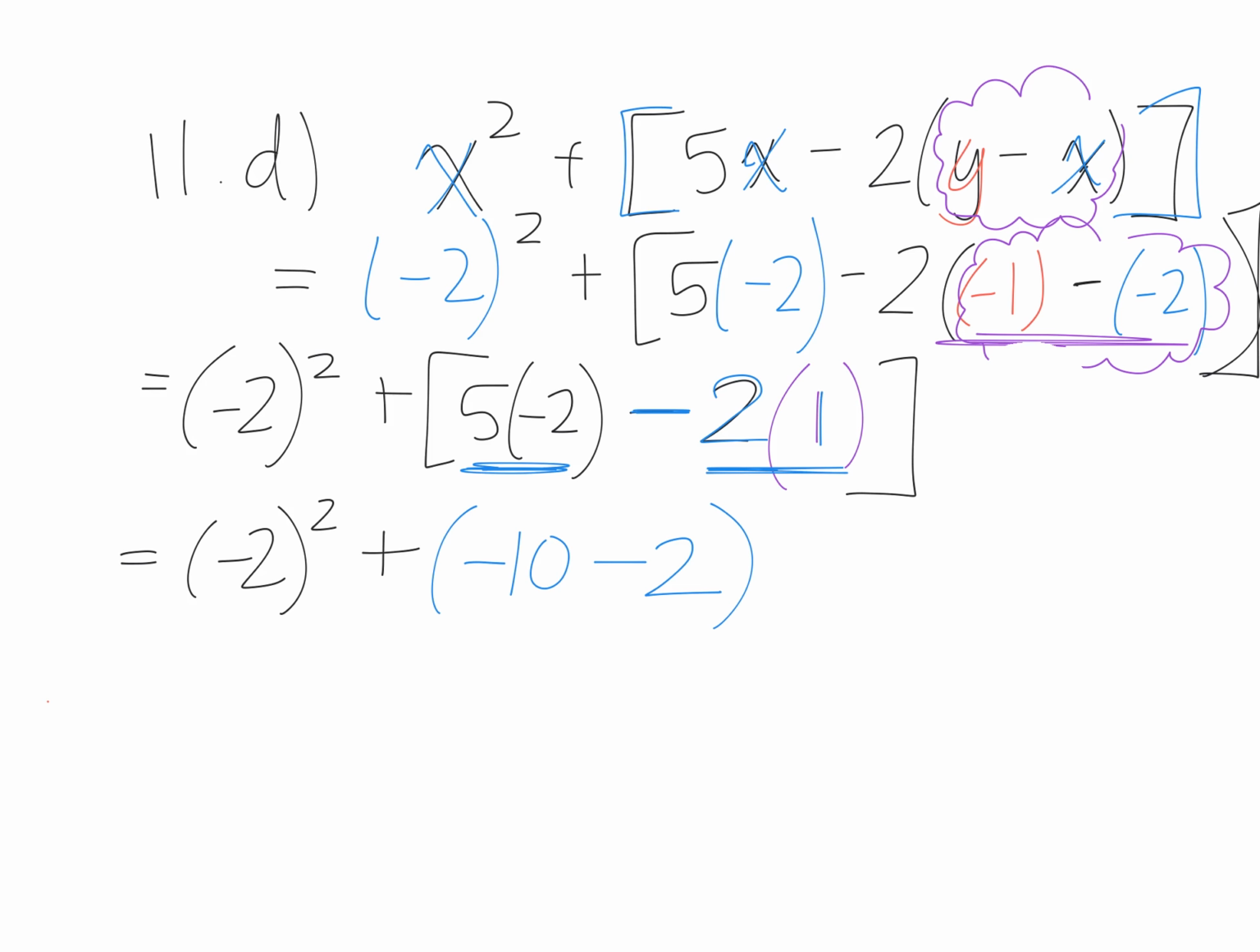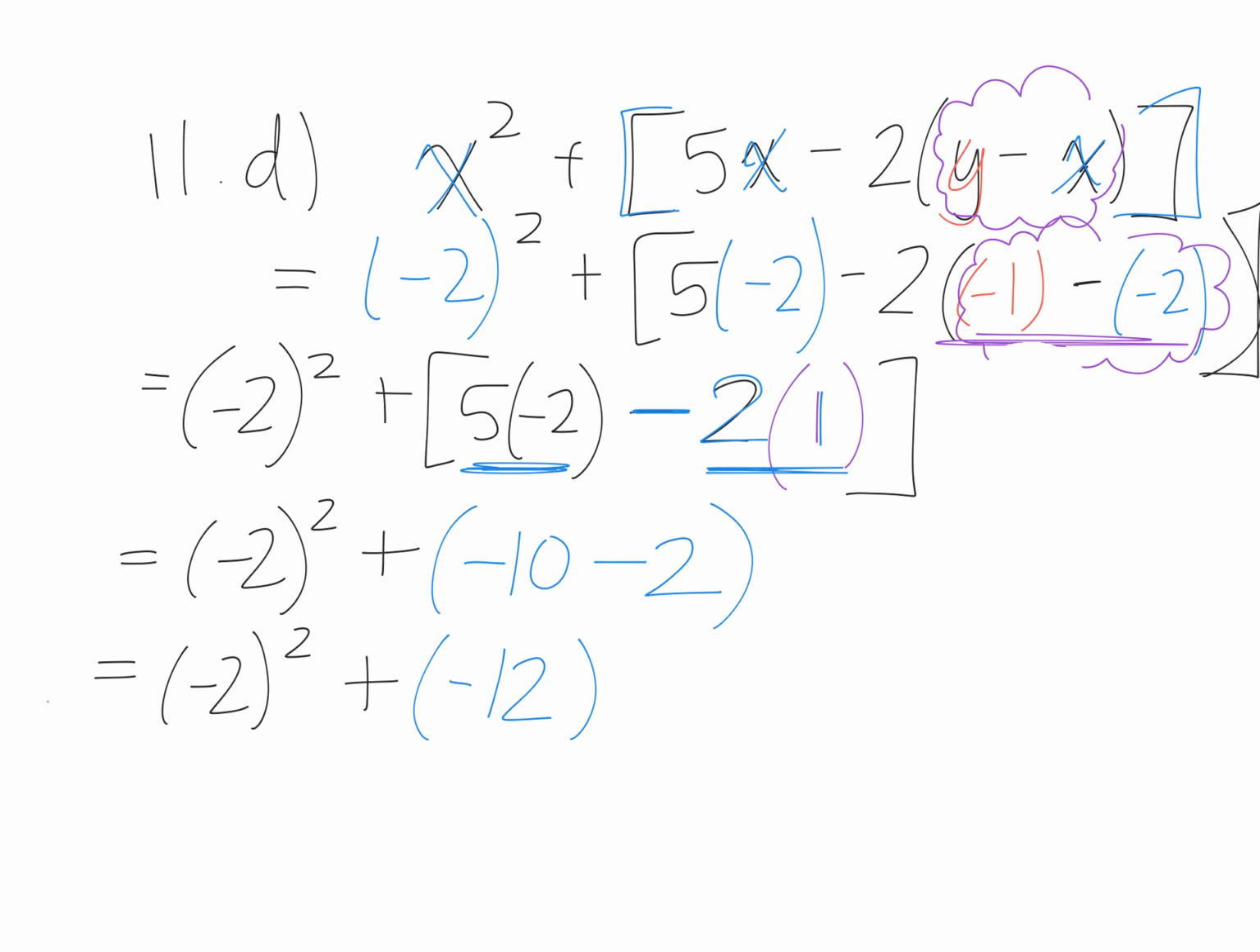Have I simplified inside my bracket yet? No, we still have to simplify it. We still have to do work inside the bracket. Okay, so we have -2 squared plus, what is -10 minus 2? -12, I was saying the answer, sorry. -10 take away 2 is -12, right?